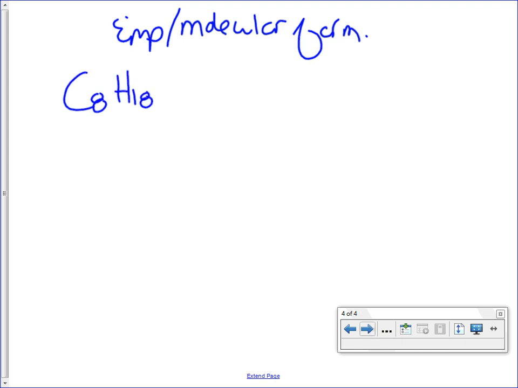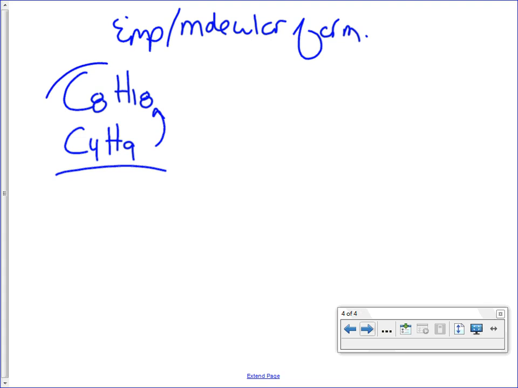If you're being asked what the empirical formula is, all you've got to do is reduce it. They're both divisible by 2, and I would get C2. Nope, that's not right. C4. 8 divided by 2 is 4. C4H9. Just double check that you can't reduce that any further, and that's how you go from a molecular formula to an empirical formula. Remember that a molecular formula is just a multiple.